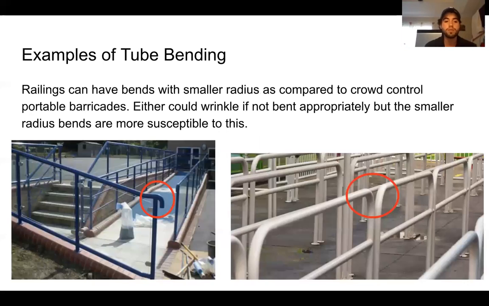Next, on the examples of tube bending, the railings and crowd control portable barricades are great examples of these manufacturing processes. The railings are more susceptible to wrinkling because of their tighter bends at times than the barricades, but they are both supposed to be bent with the specialized tools to avoid any outside visible effects. Next, Diego will talk about the roll forming description.